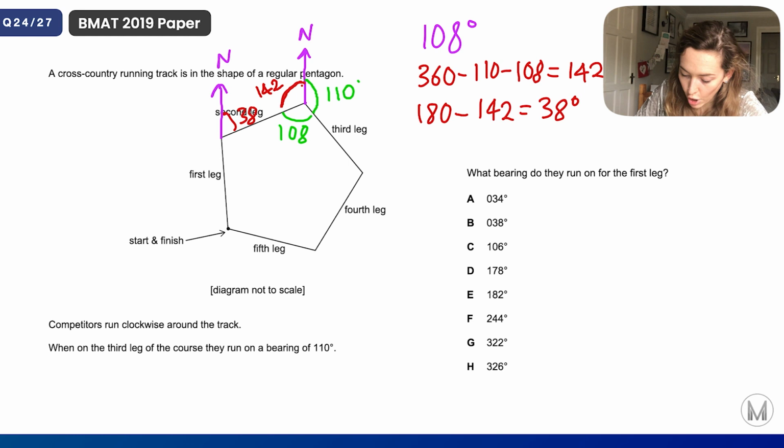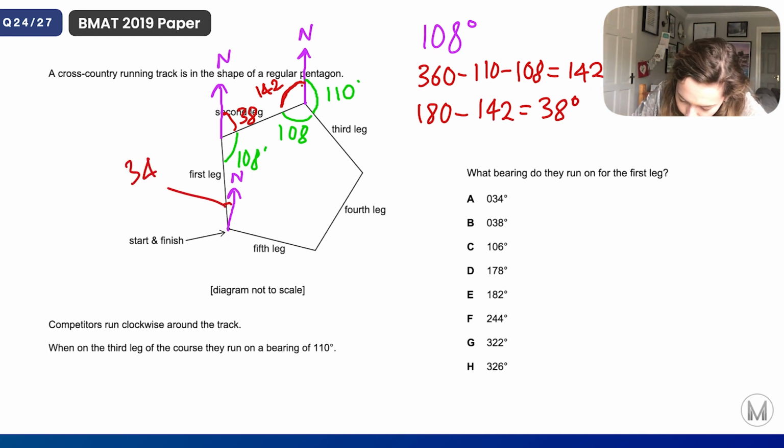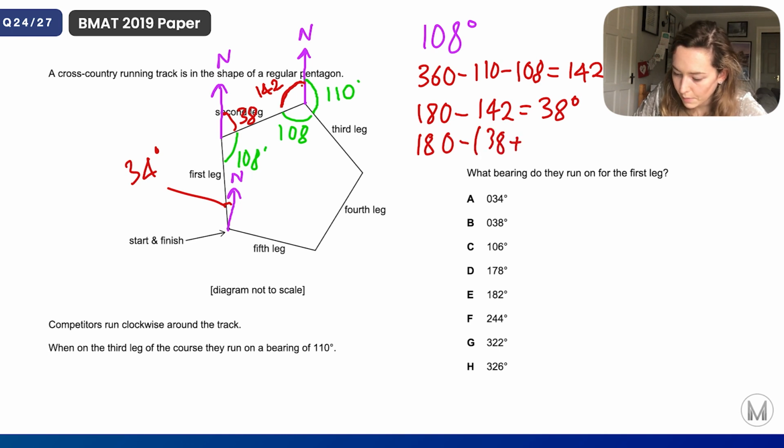And of course, remember, I know that my interior angle is 108 degrees. So I'll put north onto my bearings again. And using the supplementary rules angle again, we can get the angle of 34 degrees for this tiny angle here, which is, of course, in this particular case, 180 minus 38 plus 108, and that is equal to 34. So that's how I got that angle.